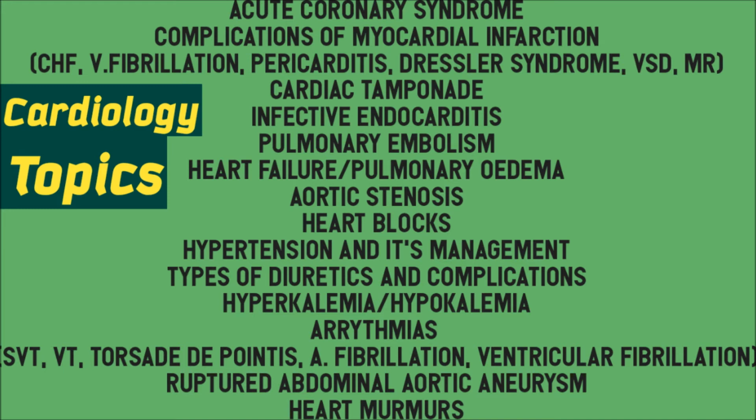If there is no improvement with 6 mg, you will repeat with 12 mg. Then you will give 12 mg. If there is still no improvement after giving adenosine 3 times, you will do cardioversion. If the patient is hemodynamically unstable and presented with SVT, then you will directly do the cardioversion.